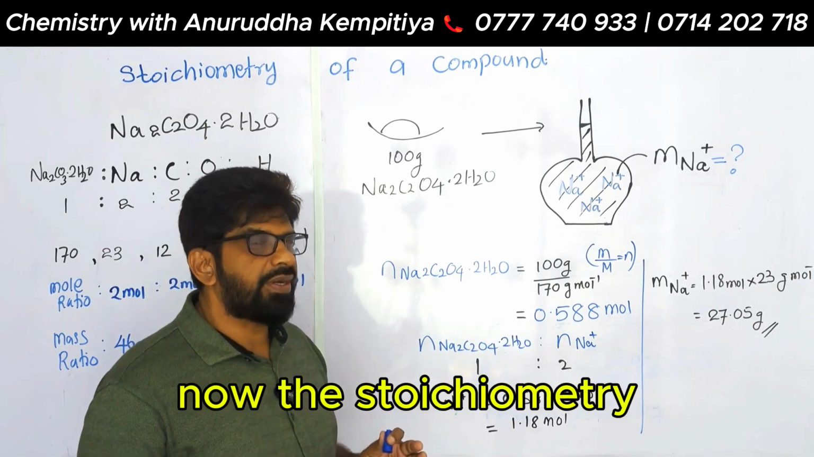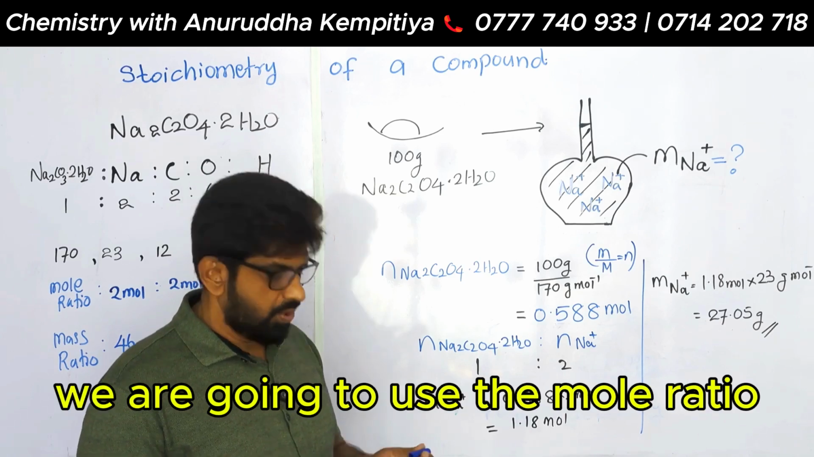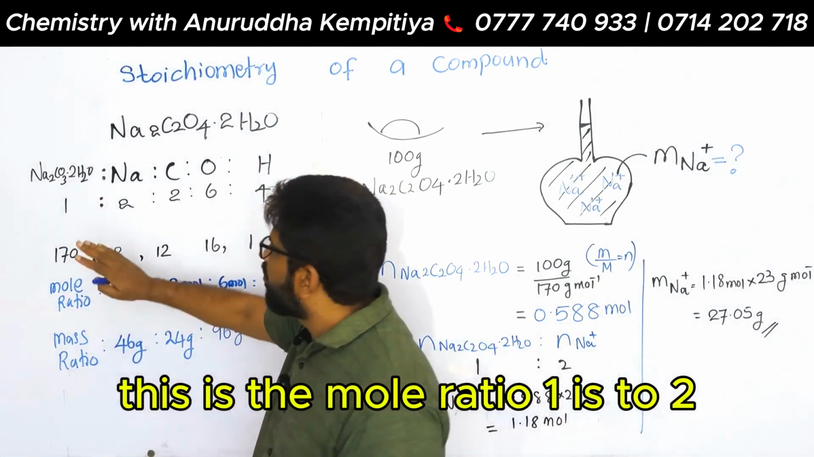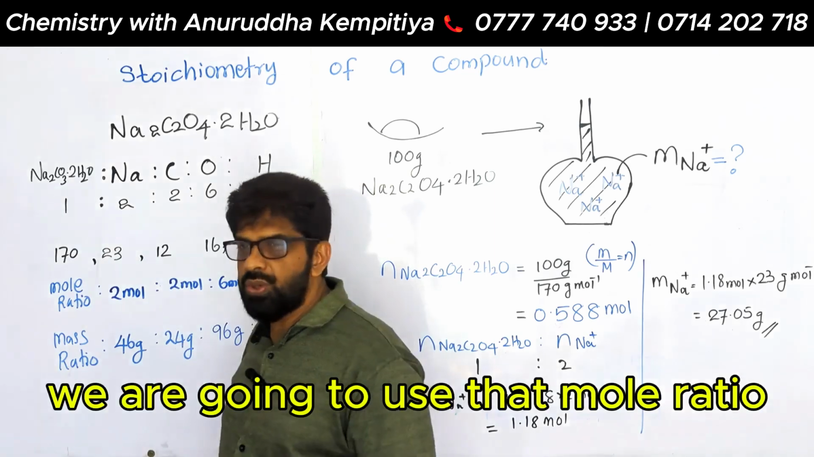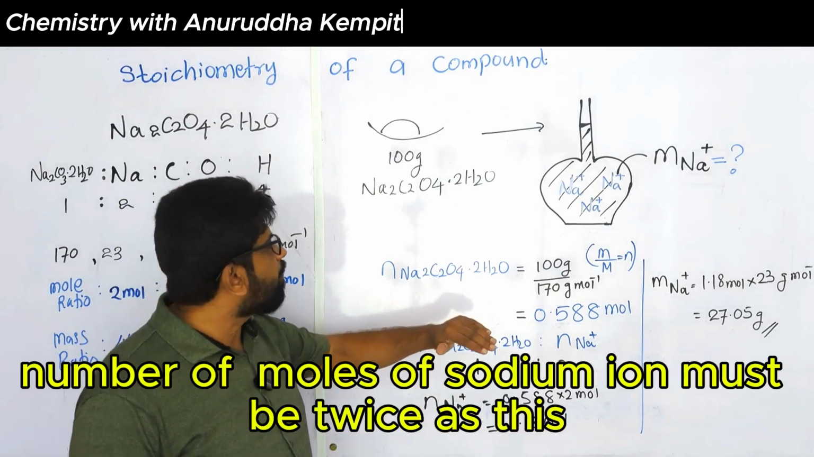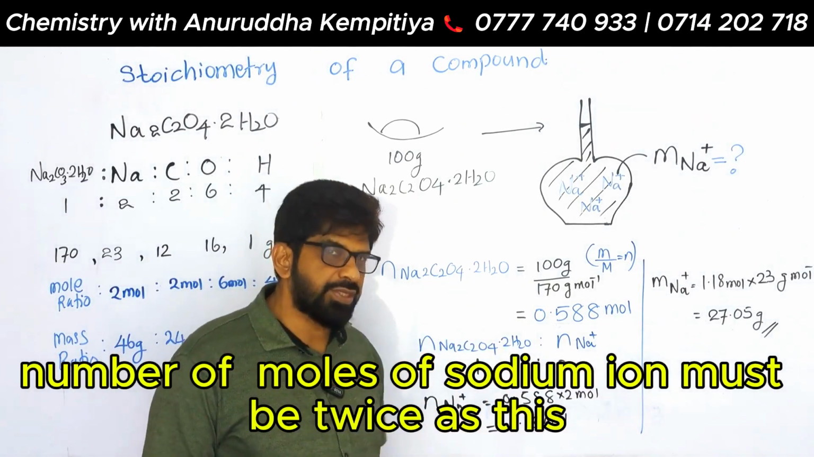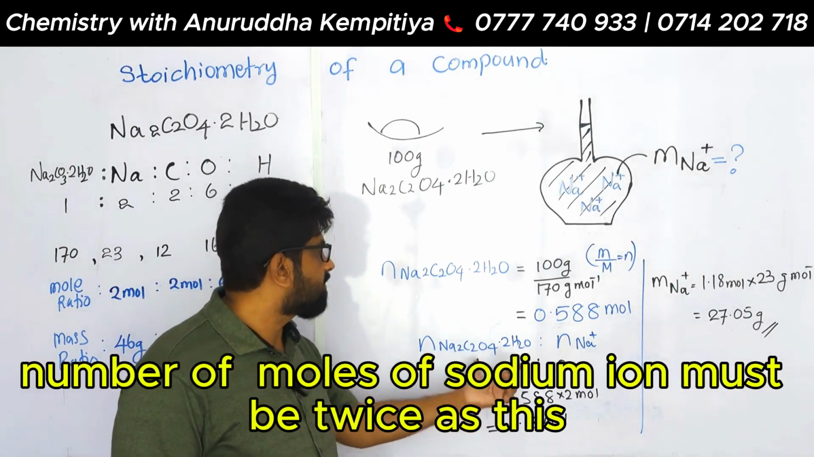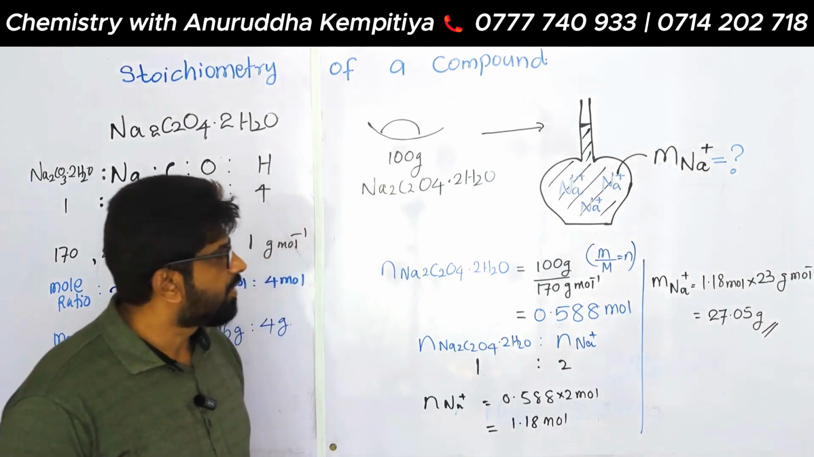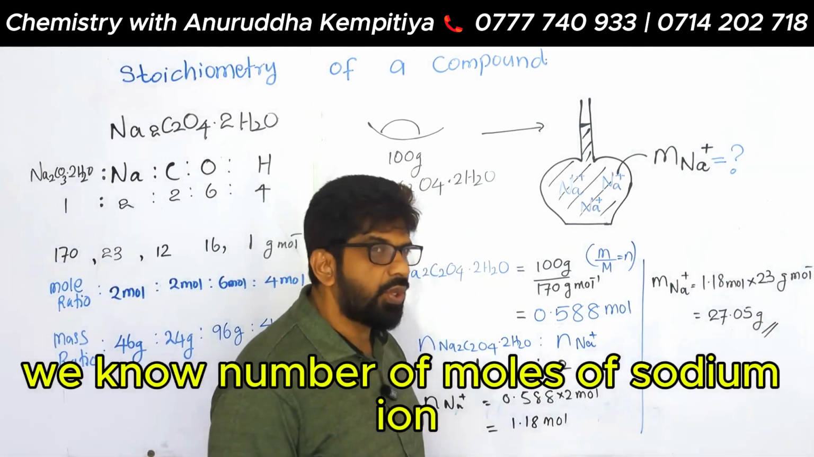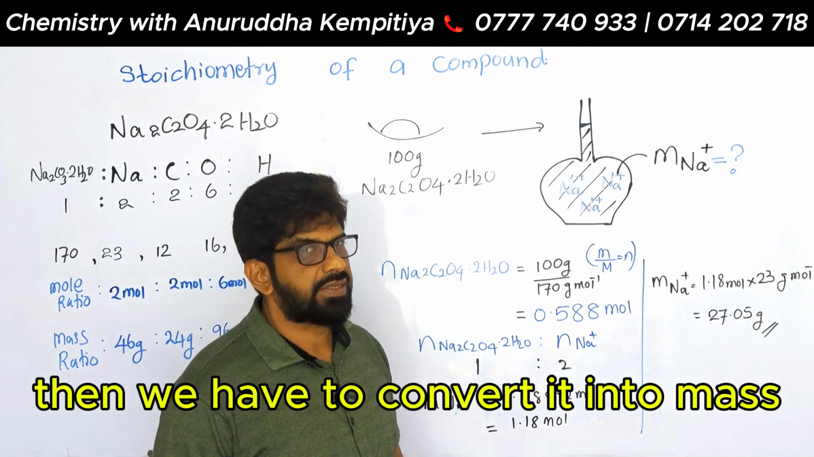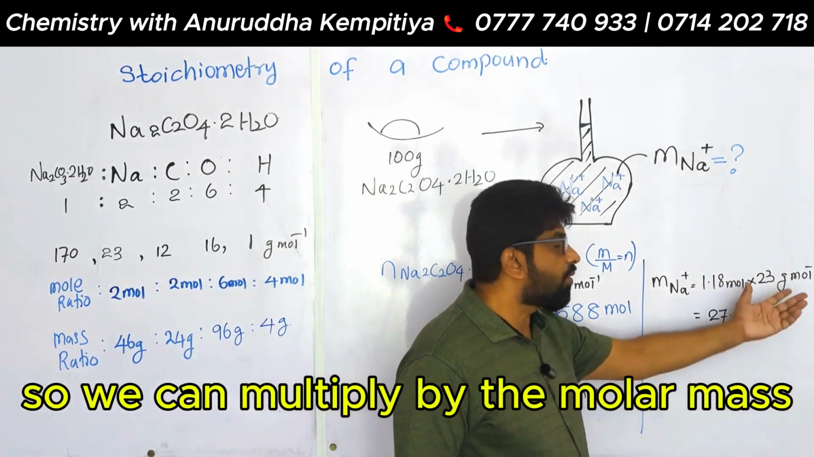Now, for the stoichiometry, we are only going to use the mole ratio. The mole ratio is 1:2. So we are going to use that mole ratio. Then the number of moles of sodium ion must be twice this, so we multiply it by 2. We are getting 1.18 moles. Now, we know the number of moles of sodium ion, then we have to convert it into mass. So we can multiply by the molar mass.